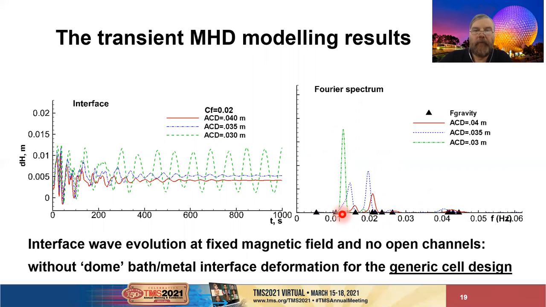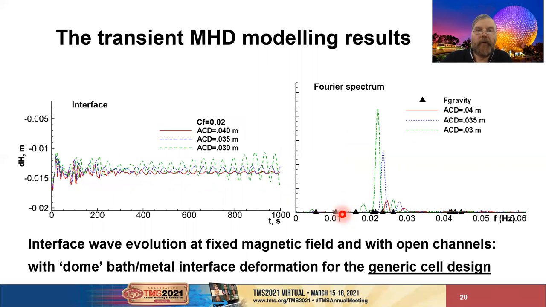Now, for the generic cell, you go from a closed channel with no dome or bath-metal interface deformation, no major dome shape deformation, to a new boundary condition where you have open channels, so with the dome shape. Those results are not in the paper. Oh, they are, I think, yeah, they are those.